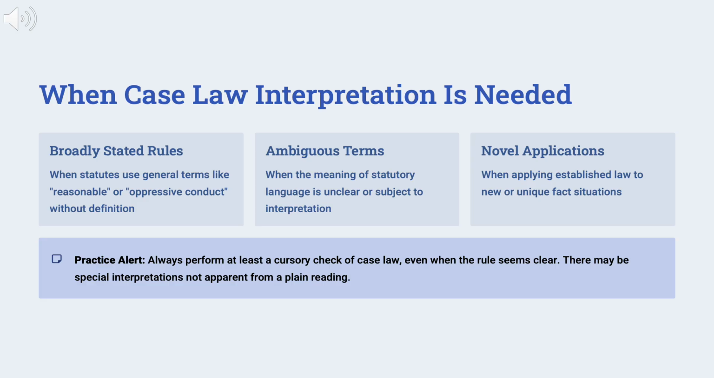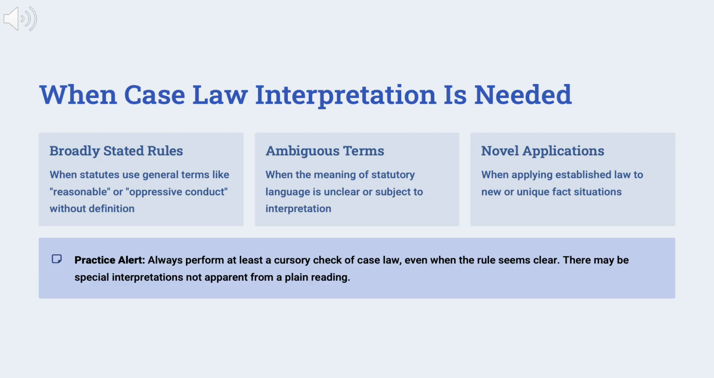Part B of the analysis section, the case law discussion, is not always required, but it is required more often than it might appear. Case law interpretation becomes necessary in several specific circumstances. The first is when the rule of law uses broadly stated or general terms without definition. Statutes frequently use terms like reasonable, substantial, or oppressive conduct without specifying what those terms mean in practice. Courts define these terms through their decisions, and that judicial interpretation is essential to understanding what the rule actually requires.